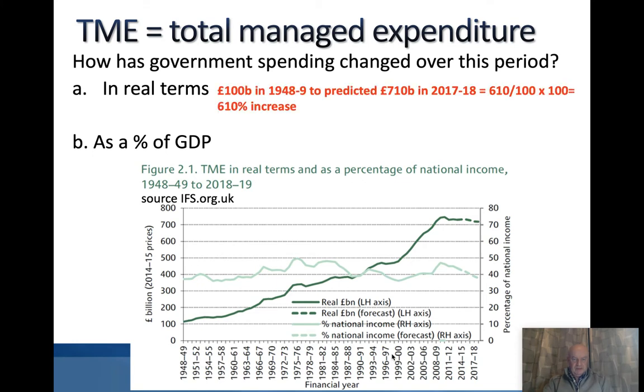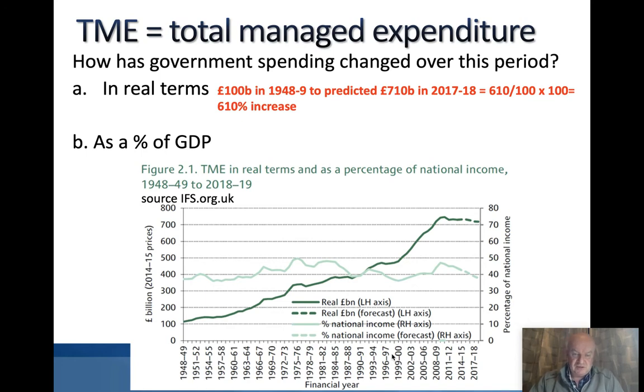Okay, so in real terms, in this instance, we've got 100 billion in 1948-49, roughly speaking, predicted to be 710 billion in 2017-2018. So effectively, during that time, we've got an increase of 610 based on what the original was, times that by 100. We've had a 610% increase in real terms in the total managed expenditure for the government.